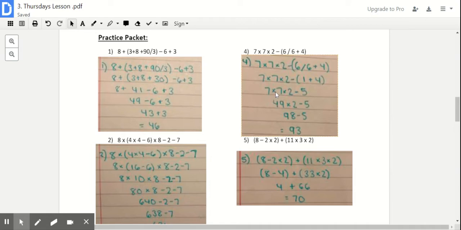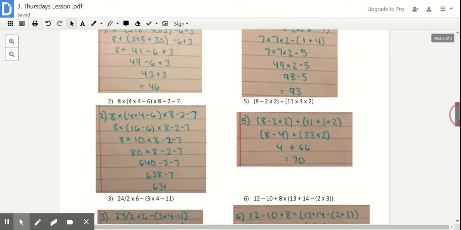Then I'm going to work from left to right, and then, of course, take into consideration the power of operations. So I have multiplication here. So I know that I need to do 7 times 7, which leads me to 49 times 2 minus 5. I'm again going from left to right. 49 times 2 is 98. Minus 5, 93 is my final answer.